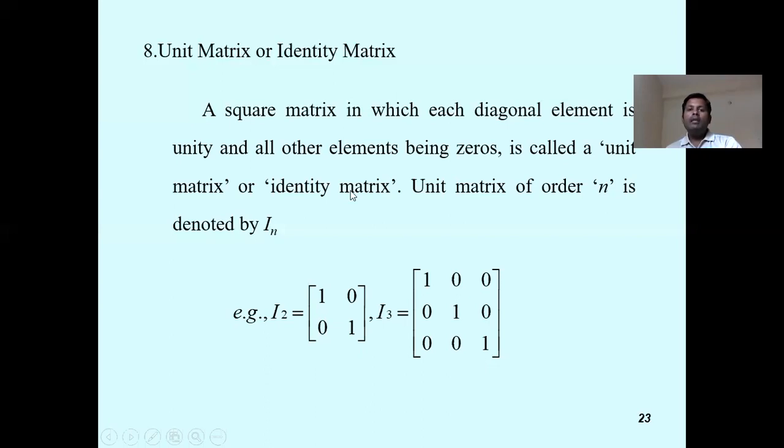Once again, you observe the definition: a square matrix in which each diagonal element is unity. You observe here 1 1, here 1 1 1, and all other elements being 0. You observe here 0 and 0, and the remaining 0 0 0 and 0 0 0. Then this type of matrix is called what? Unit matrix or identity matrix.